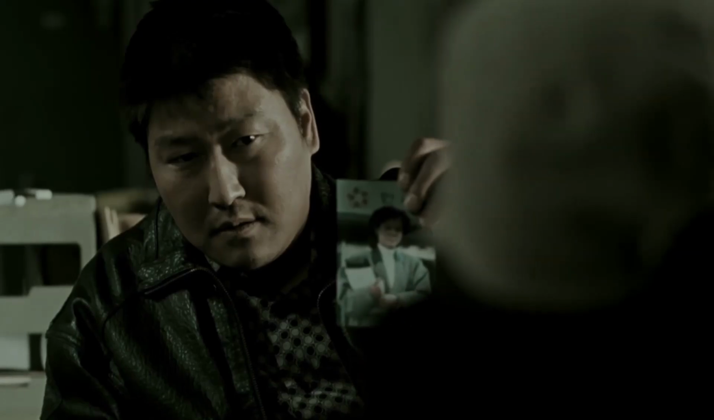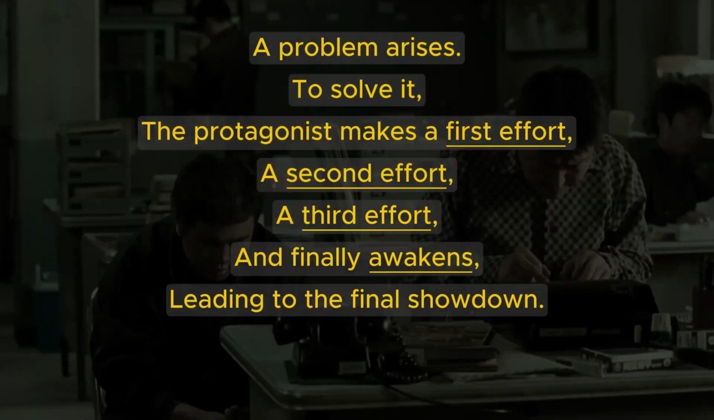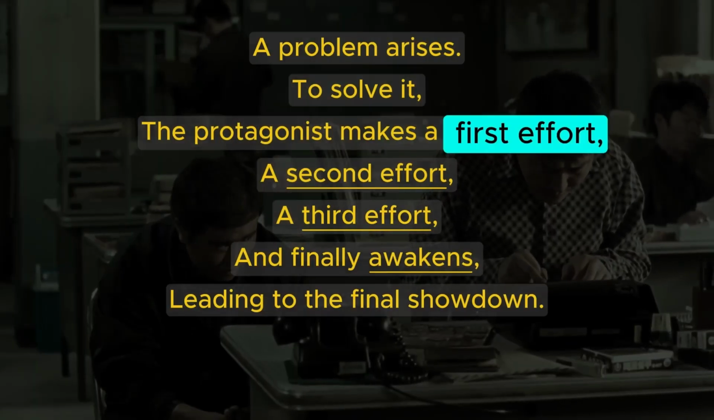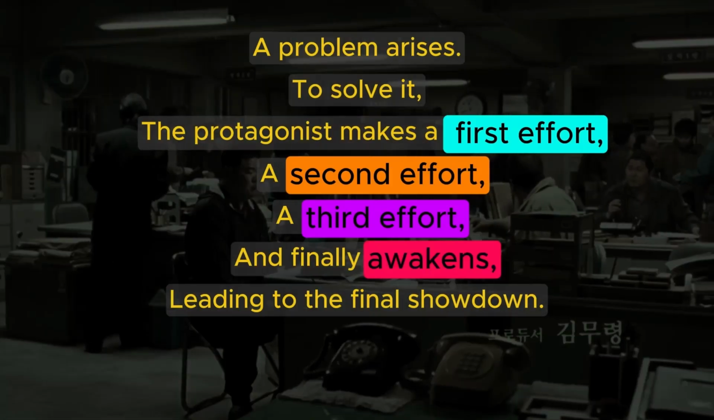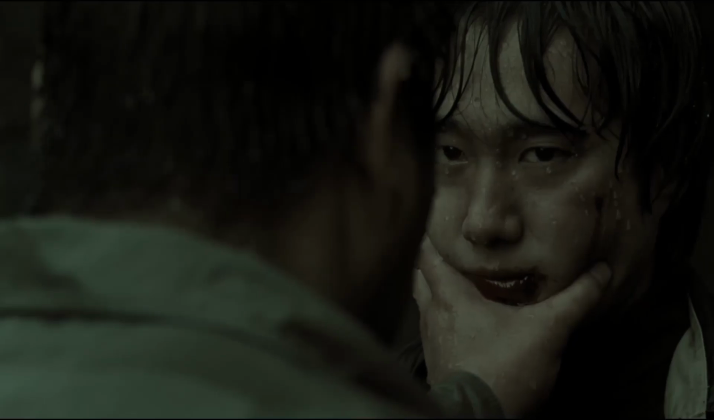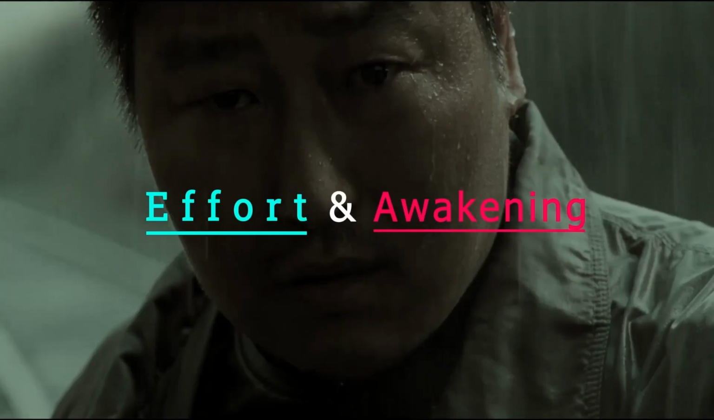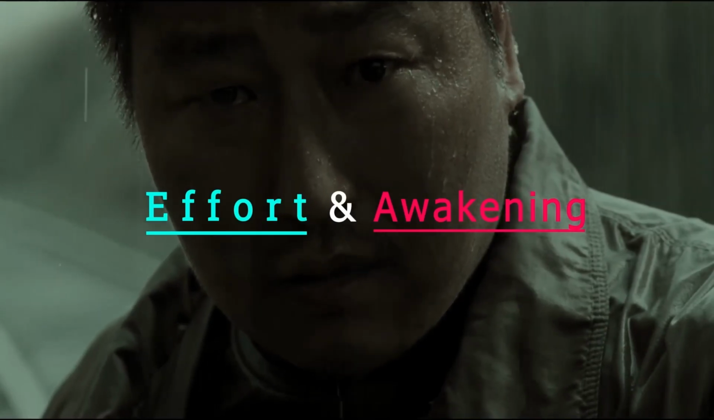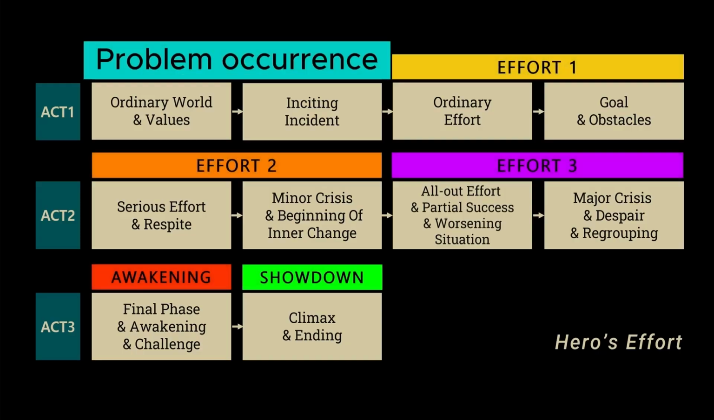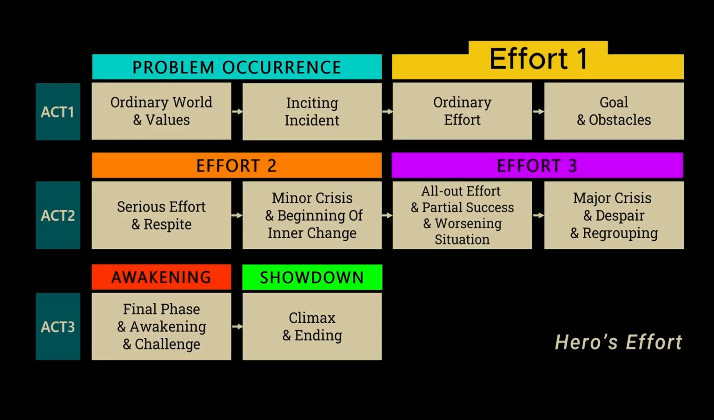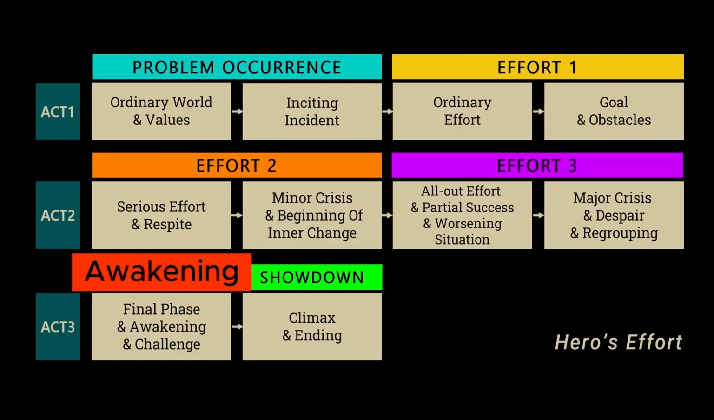The core of hero's effort can be summed up in a logline like this. A problem arises. To solve it, the protagonist makes a first effort, a second effort, a third effort, and finally awakens, leading to the final showdown. The key words here are effort and awakening. When we break this logline into stages aligned with the 3 acts, it looks like this. Problem occurrence. The first effort, the second effort, the third effort, awakening, the final showdown.